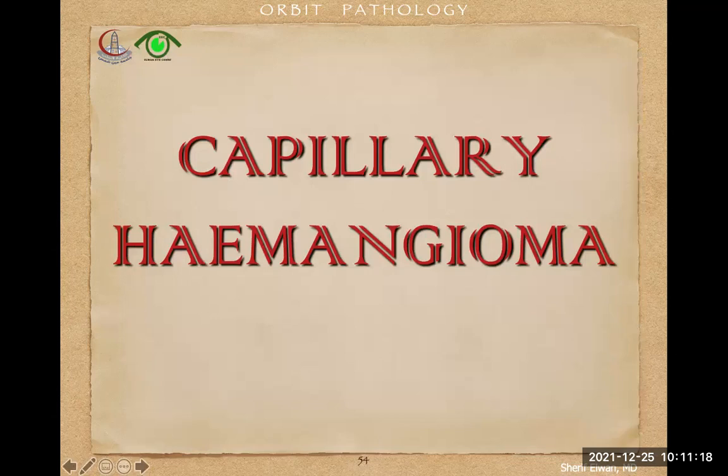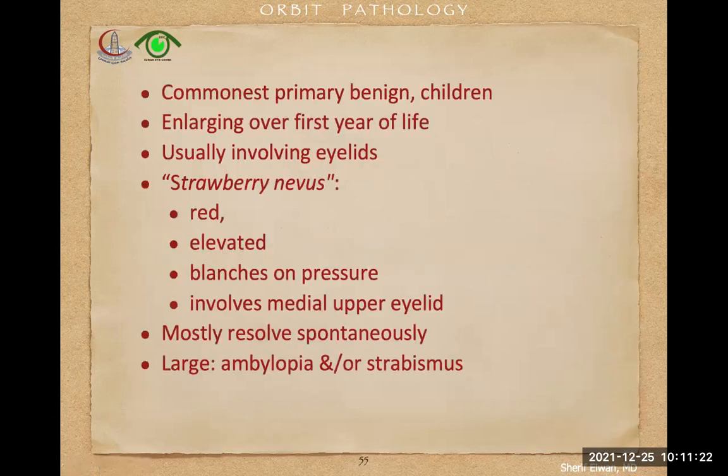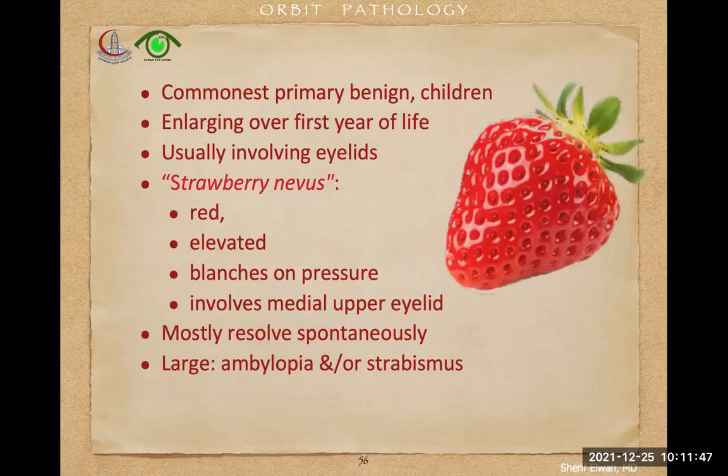Cavernous hemangioma is a disease of adults. Capillary hemangioma is a disease of children. It is the commonest primary benign mass in children, and it enlarges over the first year of life, usually involving the eyelids. It's called the strawberry nevus because it's red, elevated, and it blanches on pressure. If you press on it, it becomes white, and it involves the medial upper eyelid.